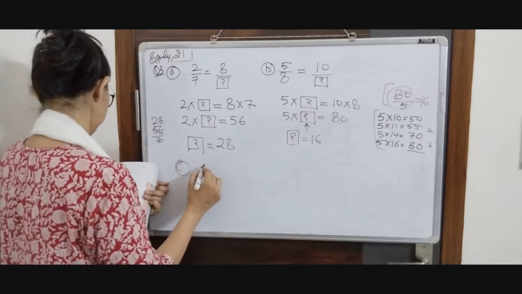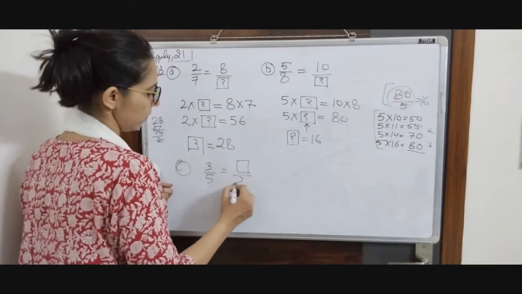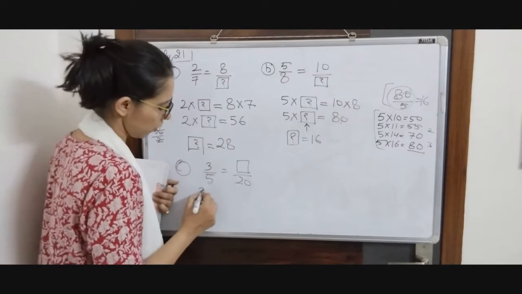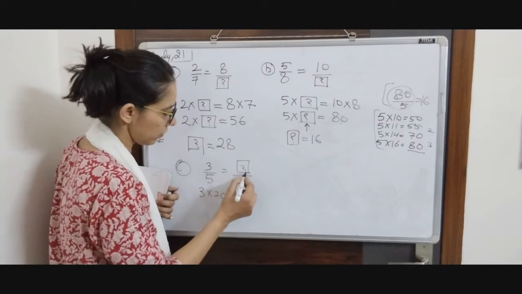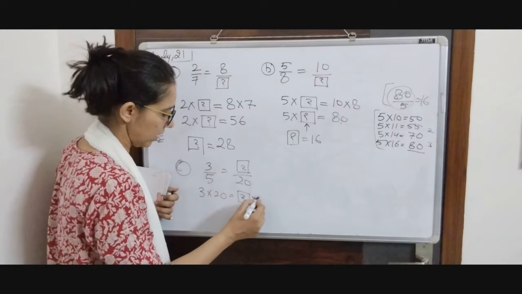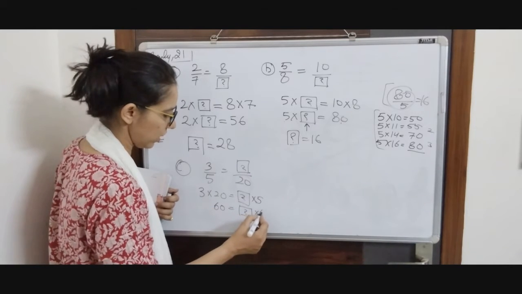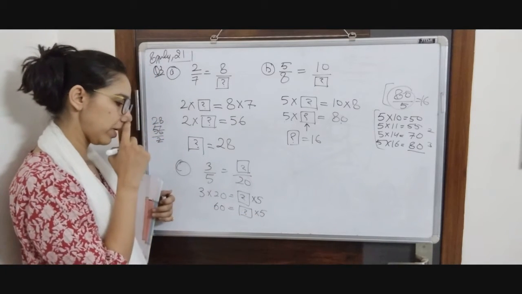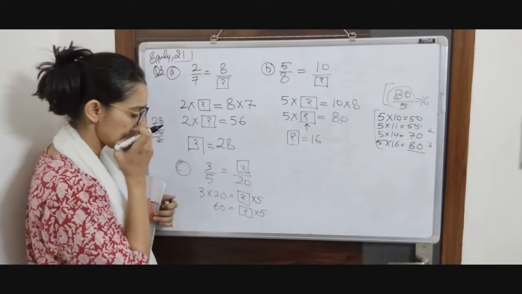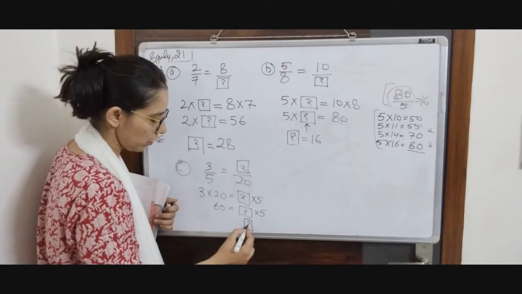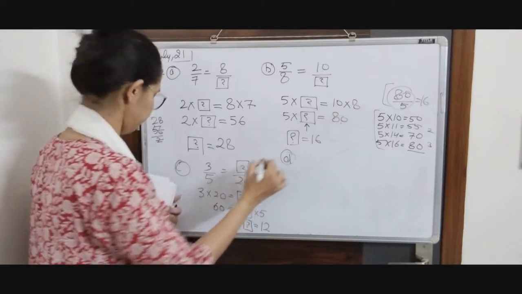C is 3 by 5 is equal to box by 20. So you will do cross multiplication. 3 into 20 is equal to this number, whatever this is, into 5. It is 60 is equal to dash into 5. So by what number should I multiply 5 to get 60? You know that 12 5s are 60. So this number is going to be 12. Okay.